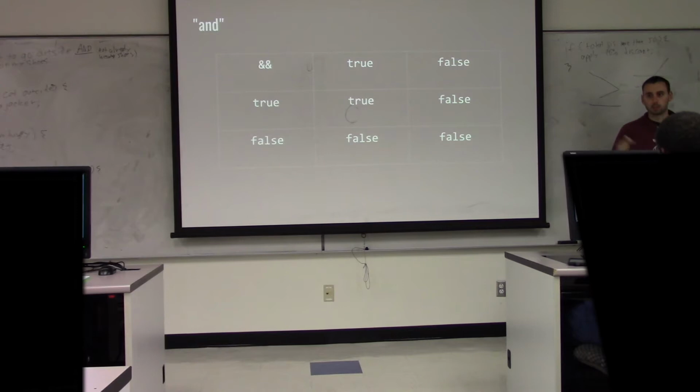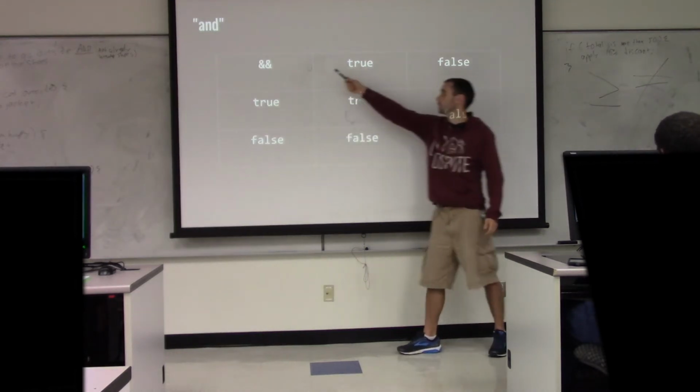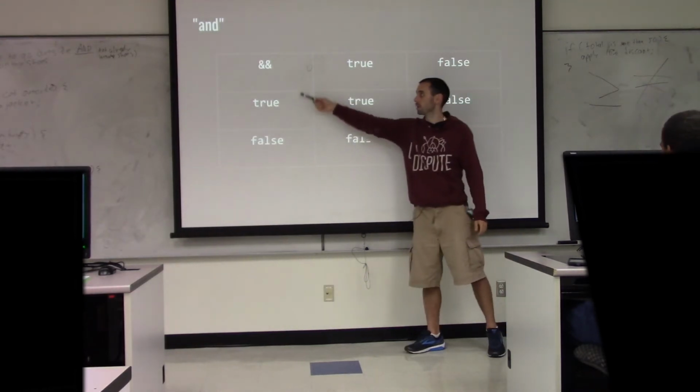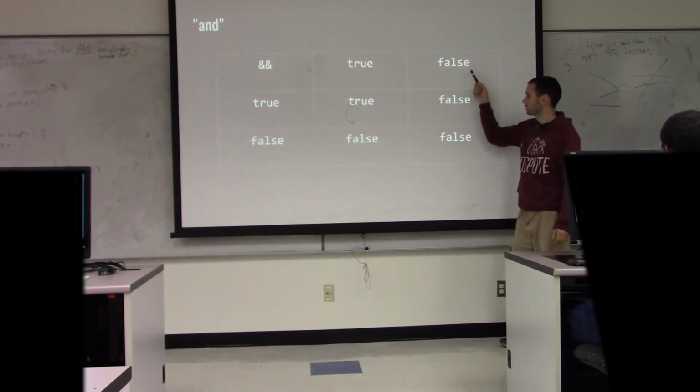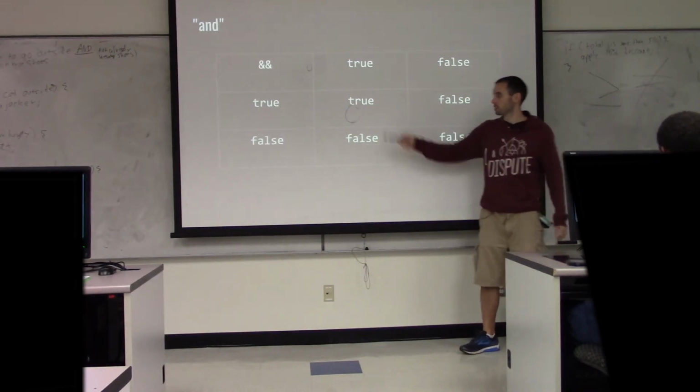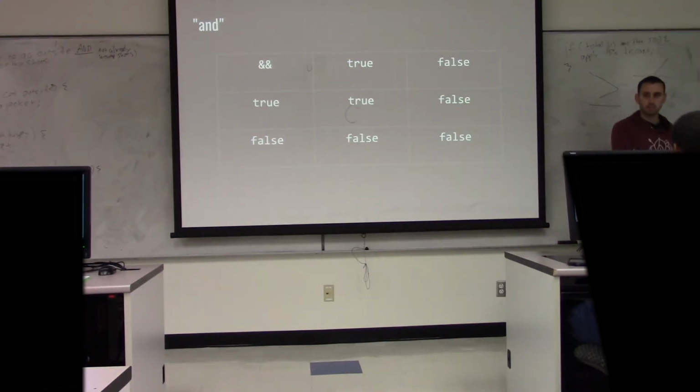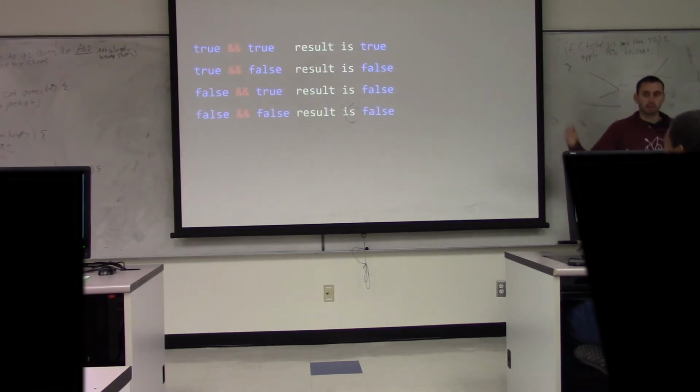This is what we call a truth table. You have the operator here, and you have the values here. So true and true is true. True and false is false. False and false is false. False and true is false. If this notation doesn't make sense to you, you can also just look at it like this and say true and true, the result is true. False and anything is going to be false for the whole thing.